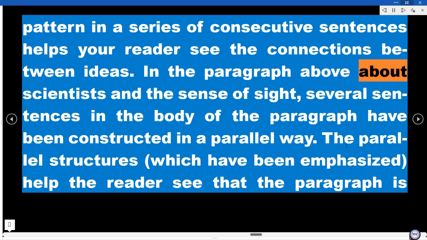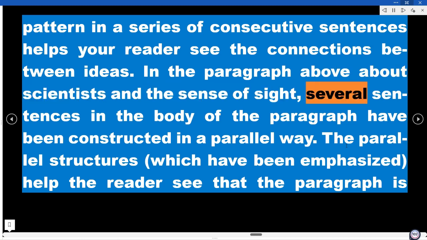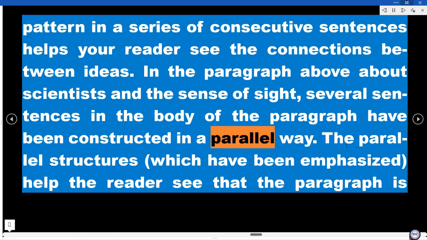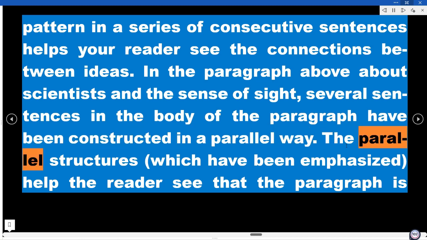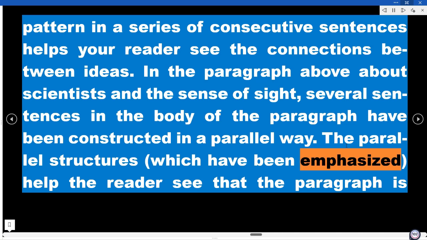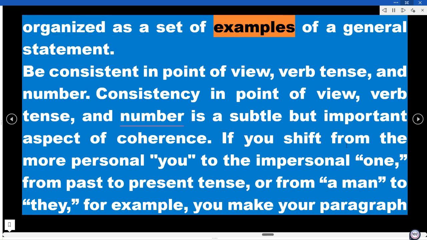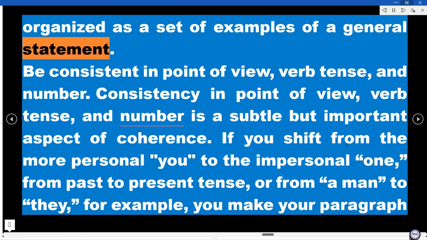In the paragraph above about scientists and the sense of sight, several sentences in the body of the paragraph have been constructed in a parallel way. The parallel structures, which have been emphasized, help the reader see that the paragraph is organized as a set of examples of a general statement.